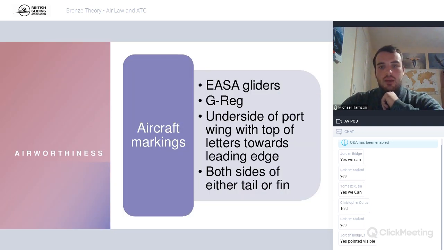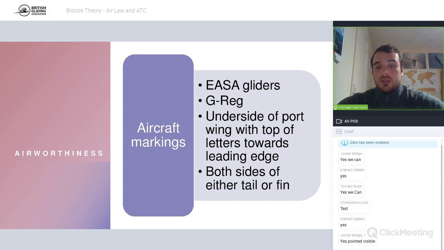Right, and I think this is the last part of our airworthiness bit, the aircraft's markings. So gliders do have to have markings if they are EASA gliders. If they are non-EASA gliders, they don't. Now, what we mean by markings is essentially the glider's G reg. That's G dash something or other, G dash ABCD, for example. There's loads of requirements for how they have to be displayed, which we won't go into.